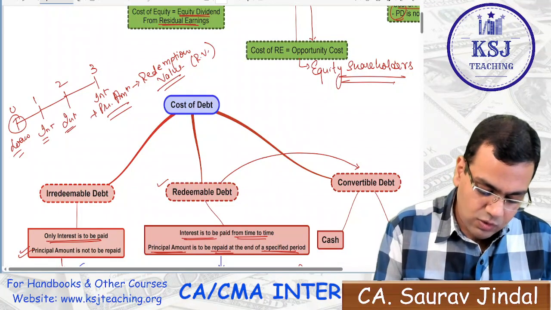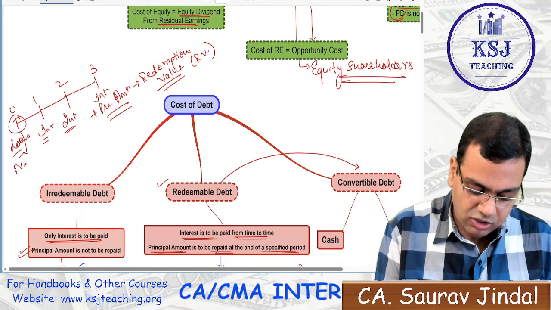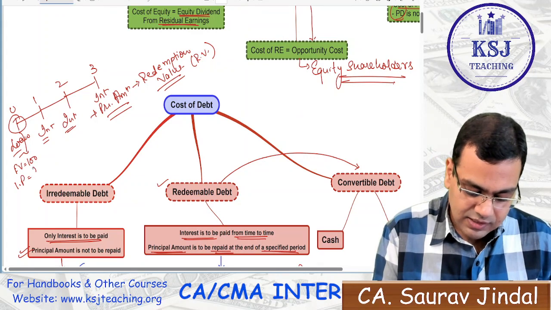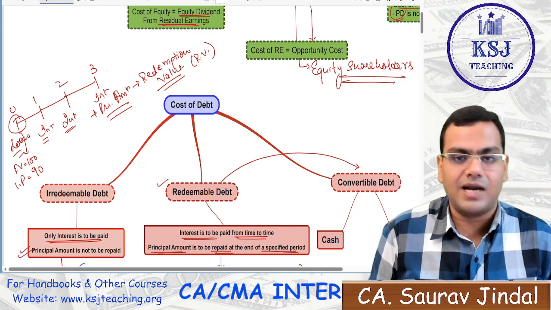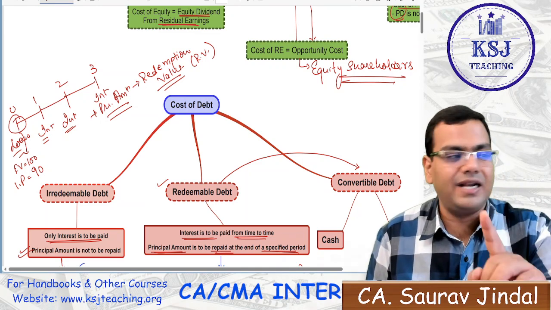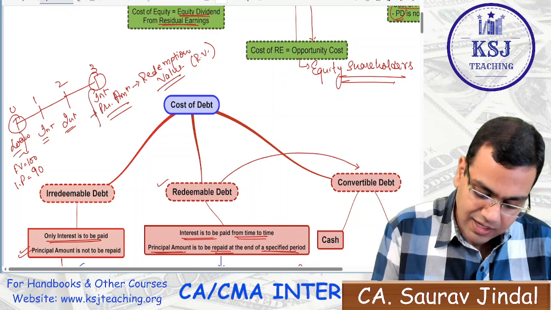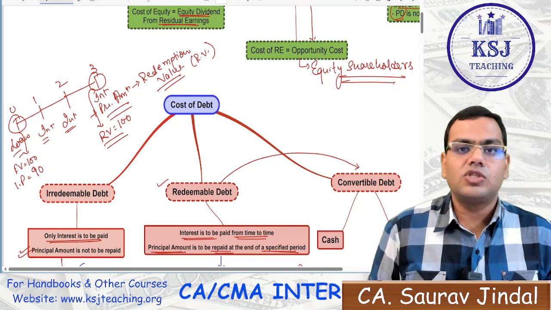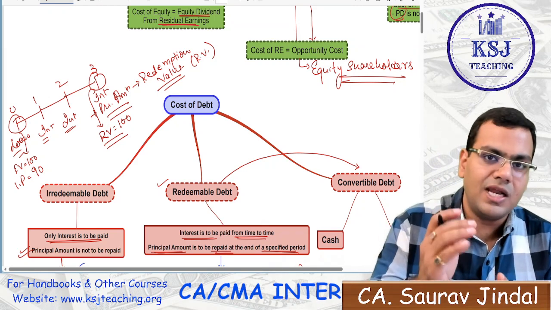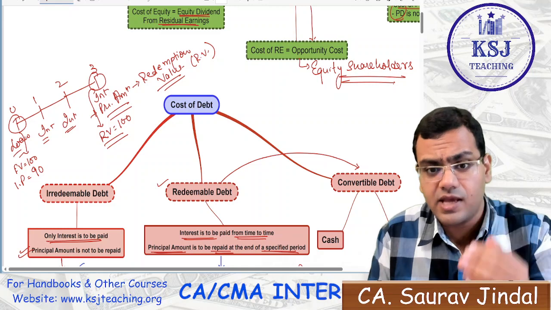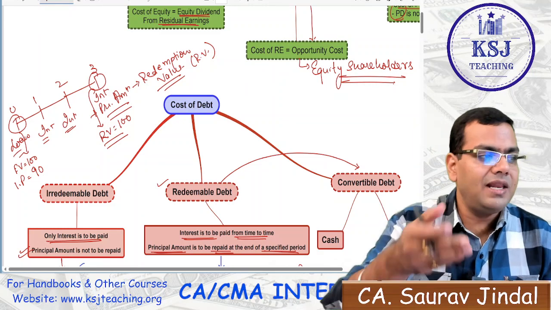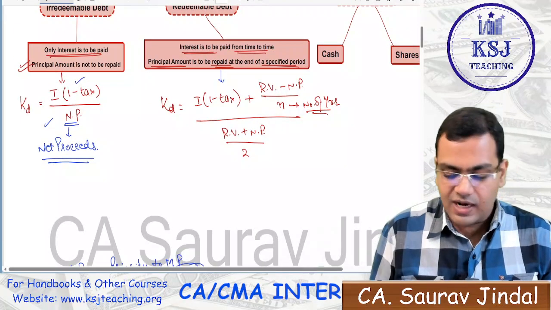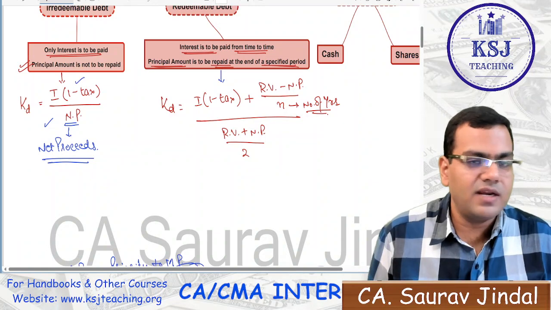Here, if you are issuing the debenture of the face value rupees 100, let's say at a discount of 10 rupees, that means you are issuing at 90 rupees. But at the time of redemption, you are redeeming the debenture at 100 rupees. So redemption value can be more than the net proceeds, it can be equal to net proceeds, or it can be less than the net proceeds also. But redemption value will be there. The number of years will be given in the question.